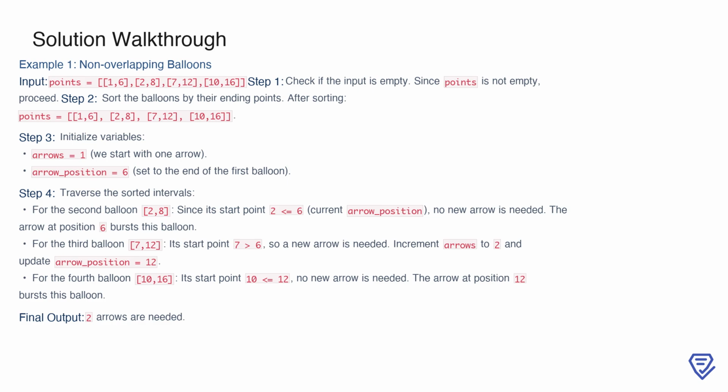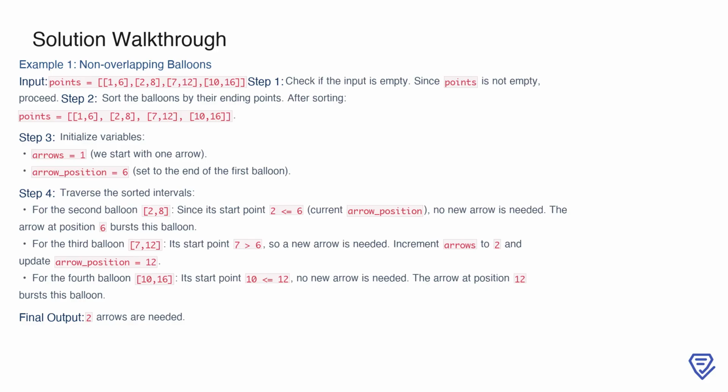Next, we initialize two variables. We start with one arrow, as at least one will always be needed, and we place this arrow at the end of the first balloon, which is position 6. Now, as we traverse through the sorted intervals, we evaluate whether the current balloon can be burst by the arrow at position 6. The second balloon, [2,8], starts at 2, which is less than or equal to 6, so it can be burst by the same arrow.